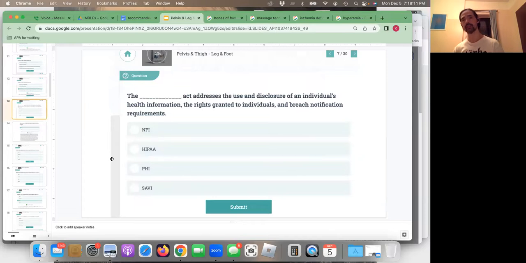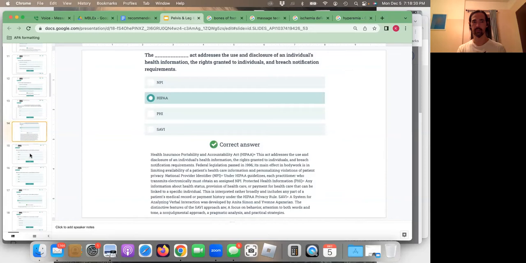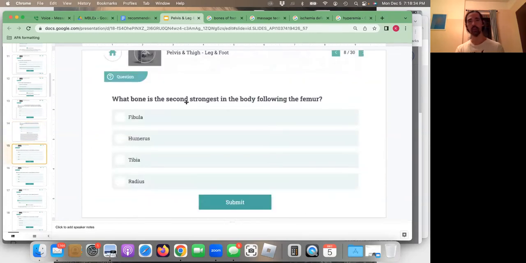Okay, the blank act addresses the use and disclosure of an individual's health information, the rights granted to individuals, and breach notification requirements. There should be only one possible answer in your mind, and that's the Health Information Portability Act of, I don't know, I forget what the additional A stands for. Attorneys.